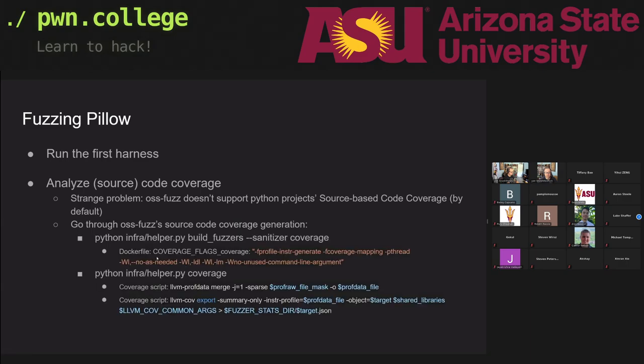And first we commented out the line that was stopping us. And then there are a few steps that OSS-Fuzz uses to generate this coverage report. And first it uses llvm-profdata.